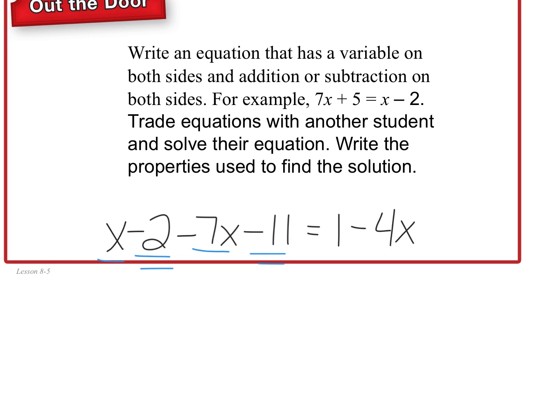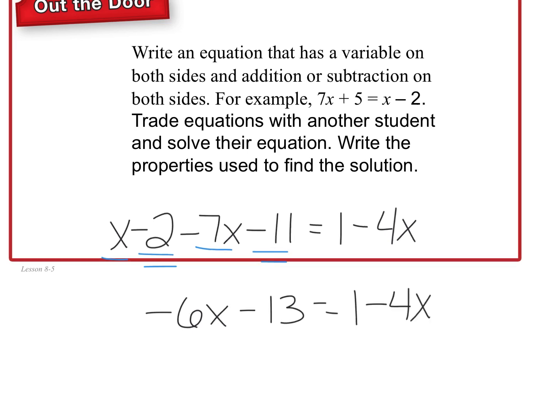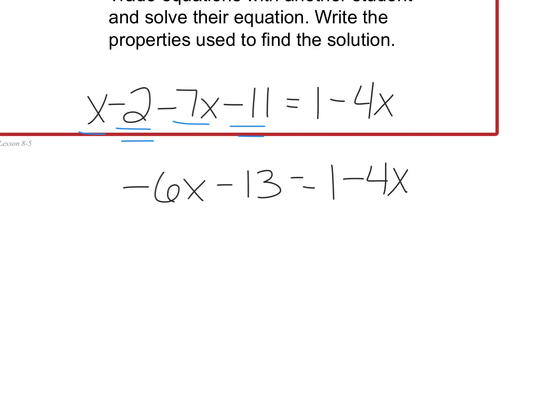Good. Okay, so we have 1x minus 7x, negative 6x. And then I have negative 2 minus 11, negative 13. And then do I have anything on the right side that I can do? Nope, so I'm just going to rewrite. Now, what do you notice about this equation that we have? It's like what we just learned. It has variables on both sides.